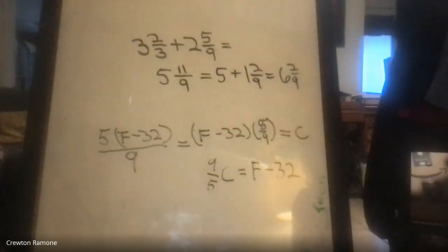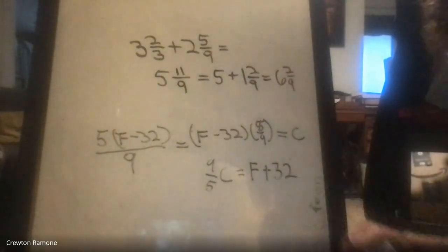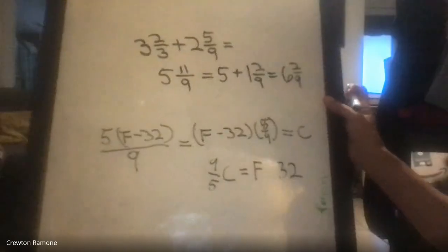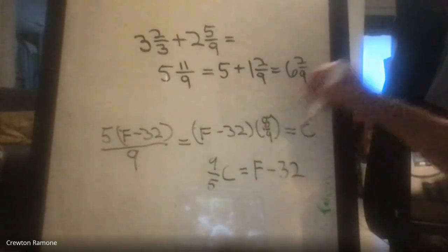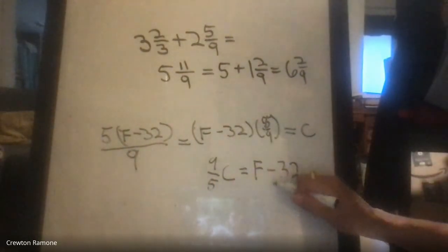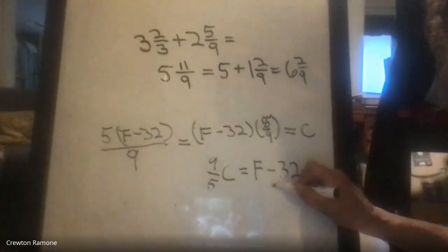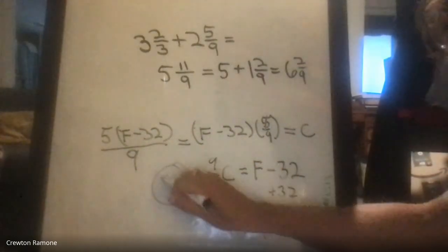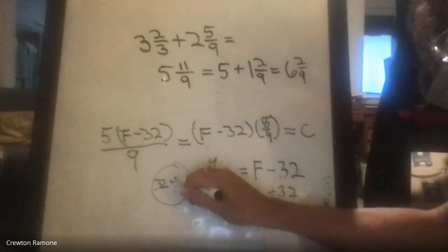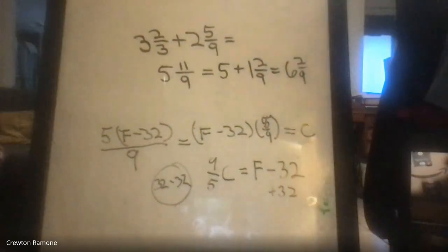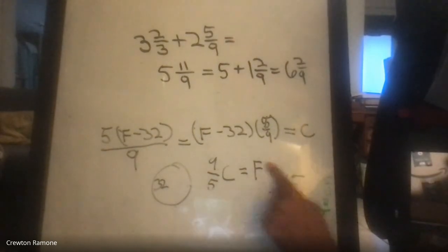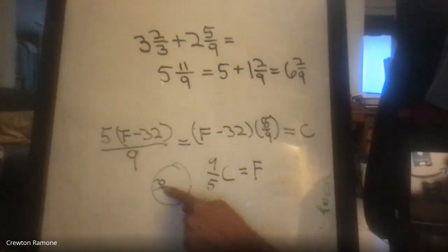So now what do I have to do? I want to get F by itself. So I'm going to have to add 32 to both sides to get 0, right? Because I have F minus 32. So what I'm going to do is add 32, and then add 32 here too. And what is 0? 0 is 32 minus 32. That's my 0. So I take away the negative 32s, and I have a positive 32 over here.